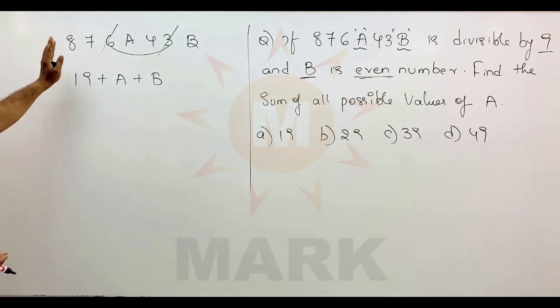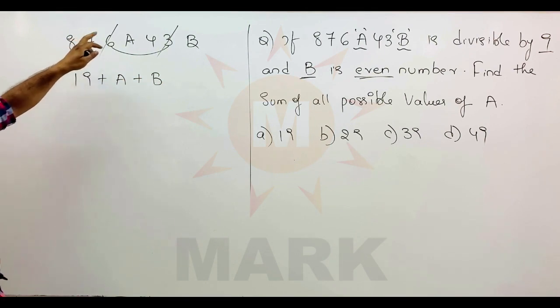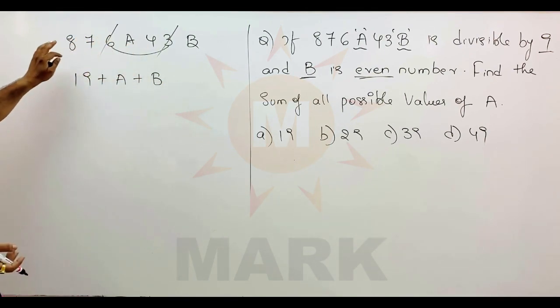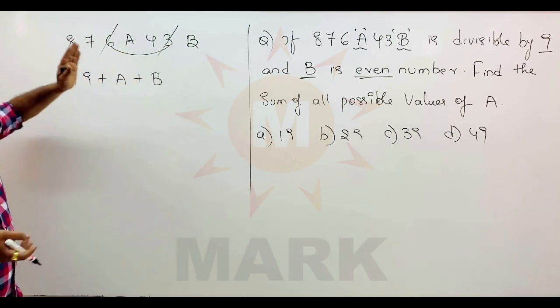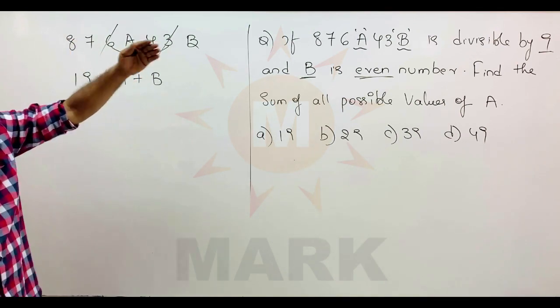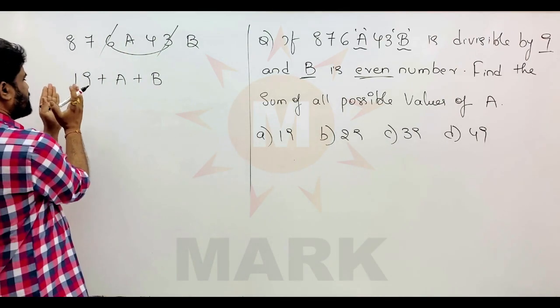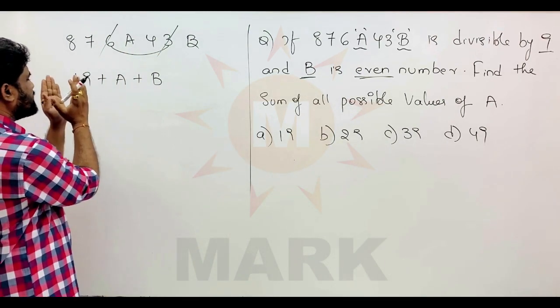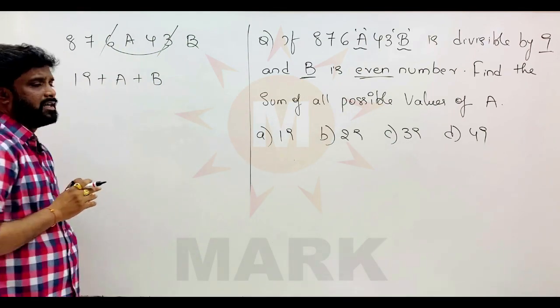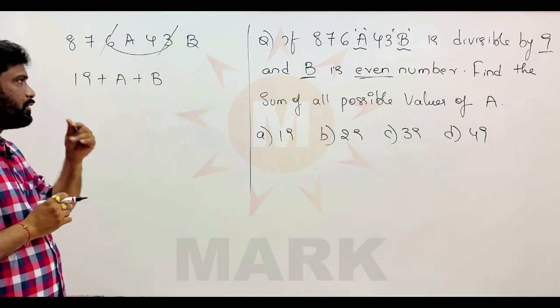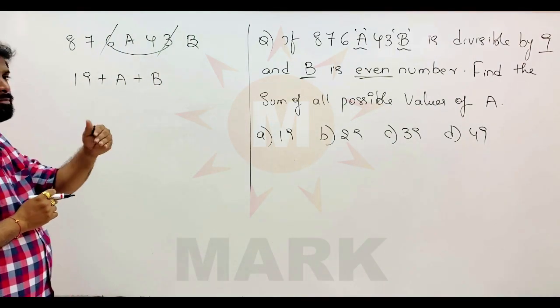So now I cannot see any 2 numbers. 8 plus 4 is not divisible by 9, 7 plus 4 is not divisible by 9, or 8 plus 7 is not divisible by 9, or 8 plus 7 plus 4, all the 3 if I add also, that sum is also not divisible by 9. Okay, so now the thing is something like this: 19 plus A plus B should be a multiple of 9.